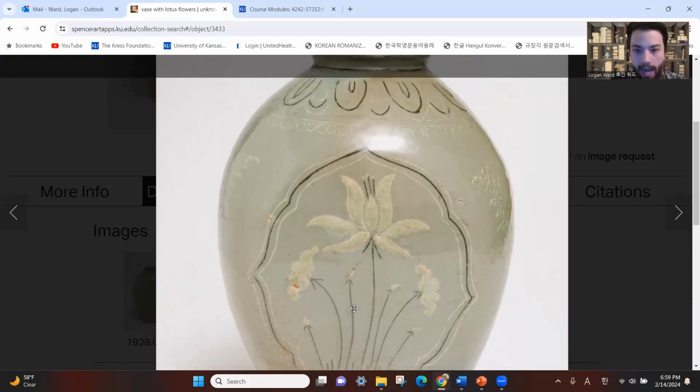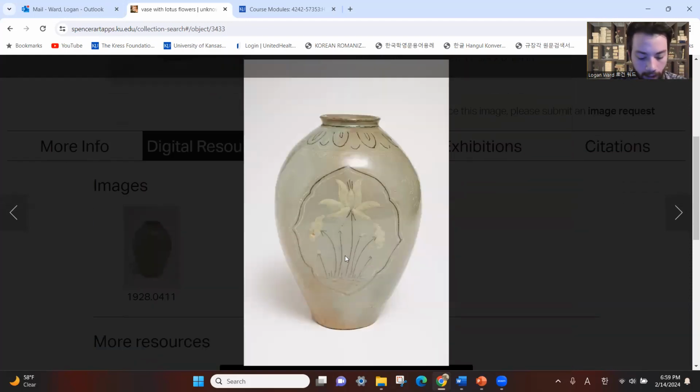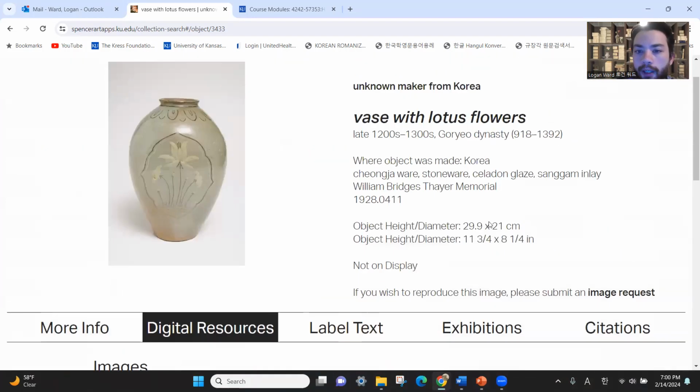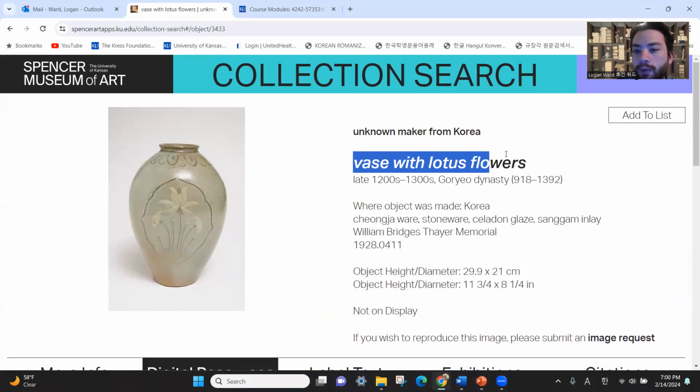So what would you say? I'm going to stay looking at this instead of the slide, but I'll show you the slide later. What would you say for the overall shape or type? What is it? How would you start? This is a vase. Yes, exactly. You could say convex vase, an oval vase. You might want to say that. That's fine too. If you look at the website, it says vase with lotus flowers, right?